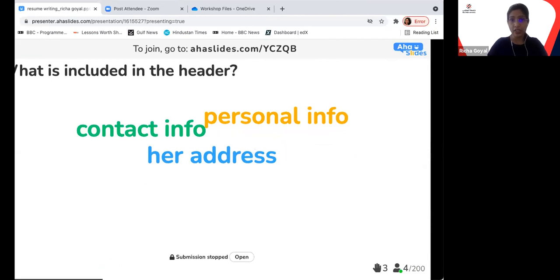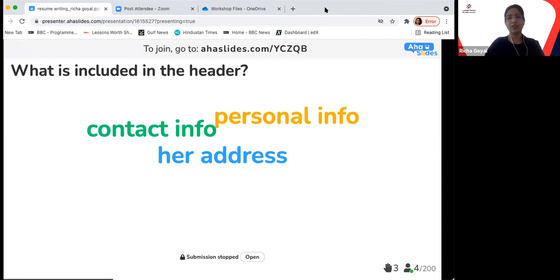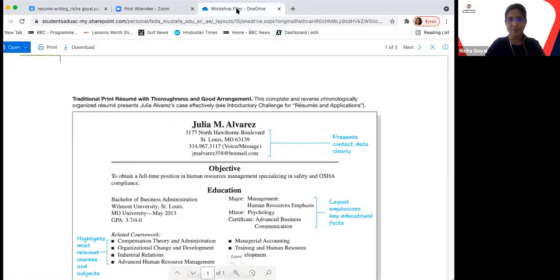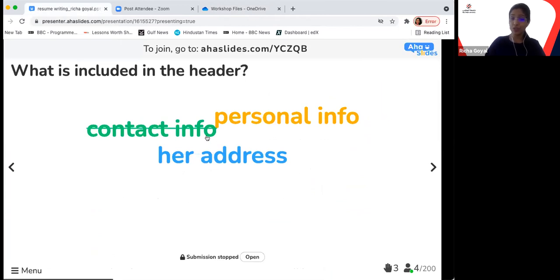Contact information, very good. So in personal information, if you look at it, do you have her age or marital status or religion or gender? Do you have those things, like whether she's a male or a female or whether she has kids or she's married? Do you see information like that? You just see the name, then you see the address, and an email ID which is professional. And what else can you add here? Anyone?